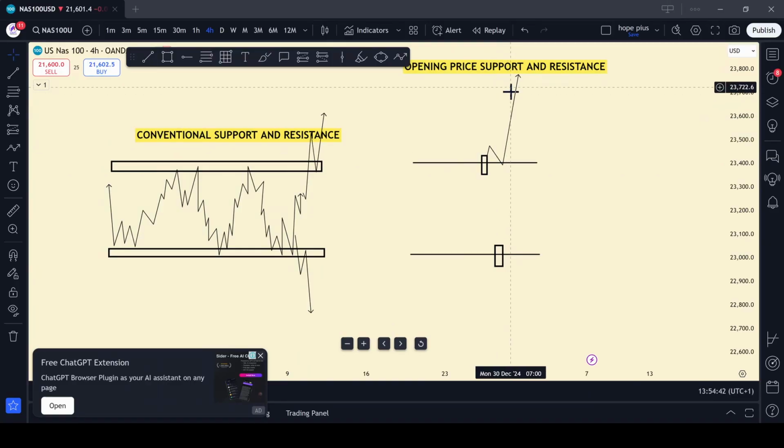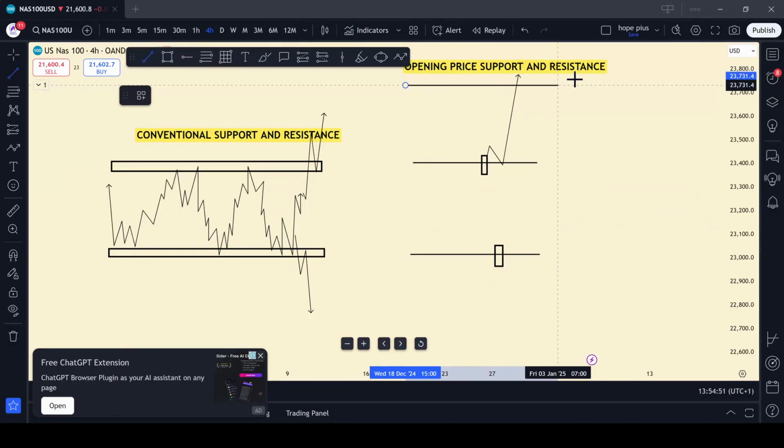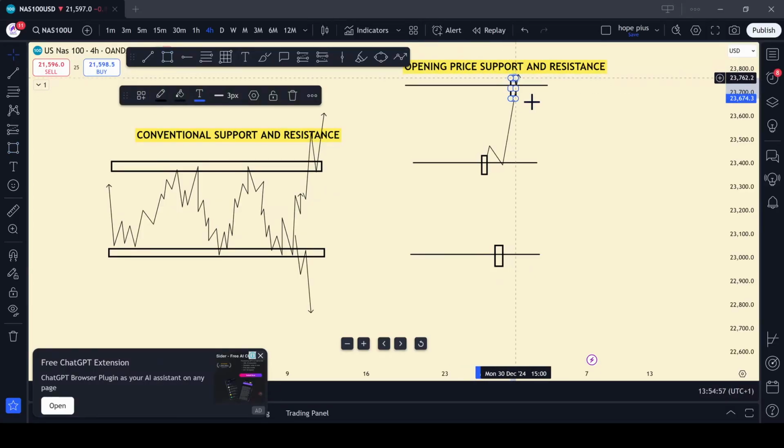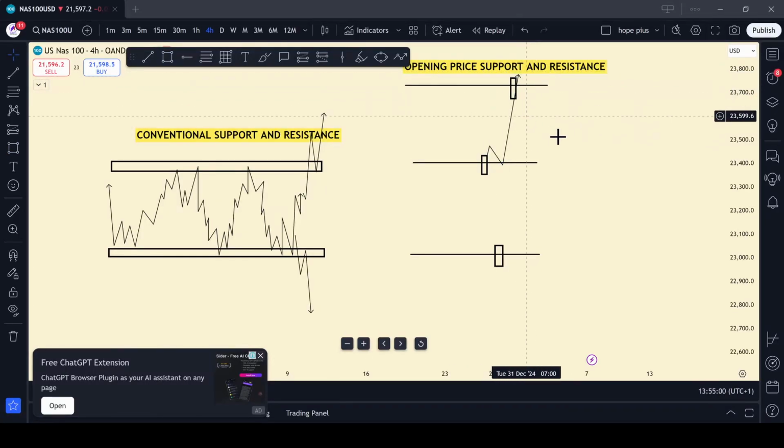How far it will go, I don't know. It all depends on the next resistance available. If it breaks that resistance as well, and I have price closing above it, price will continue pushing higher.